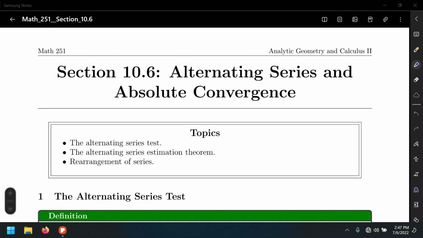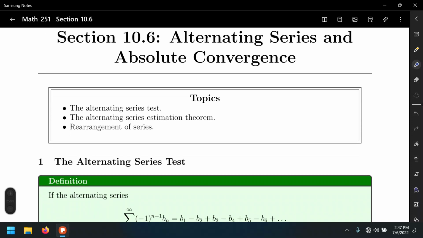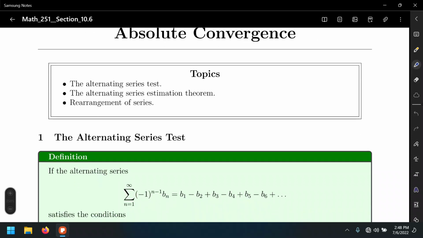Okay, so for 10.6, alternating series test and absolute convergence. In this section, we're going to look at what alternating series look like, how they behave, and then we are going to look at the estimation theorem. This is another series for which it's possible to find the infinite sum.